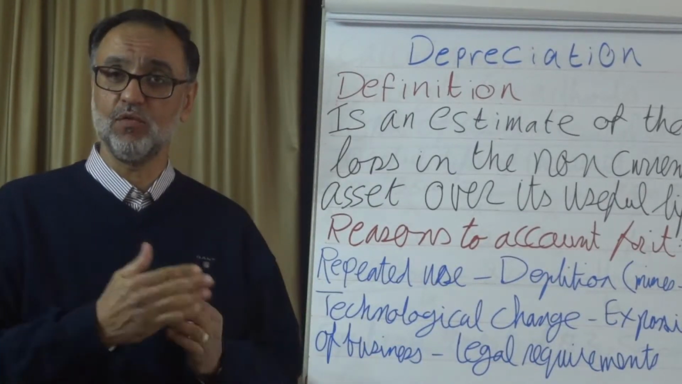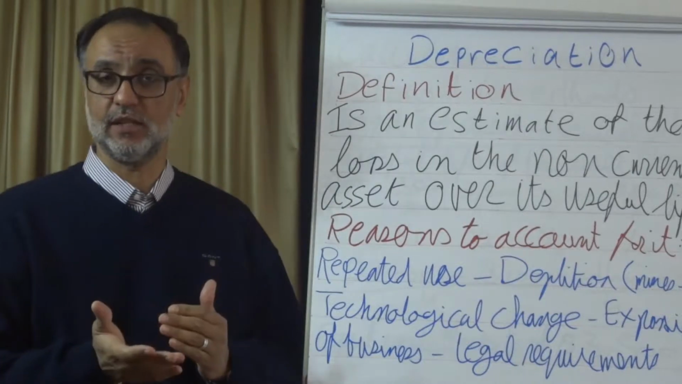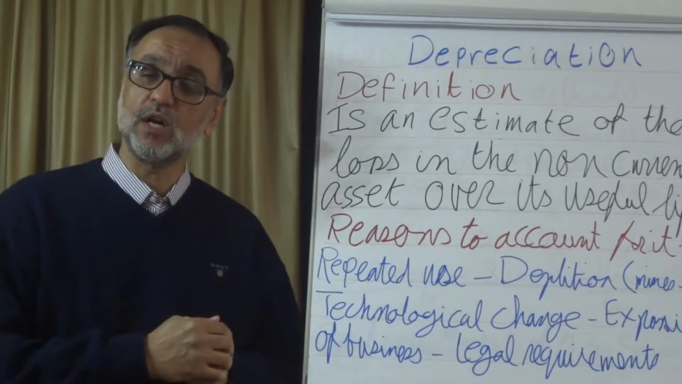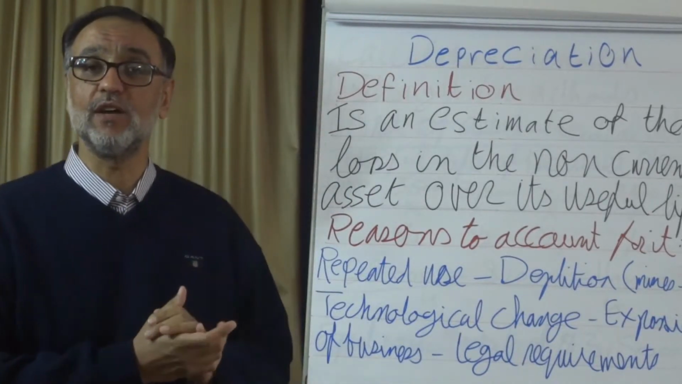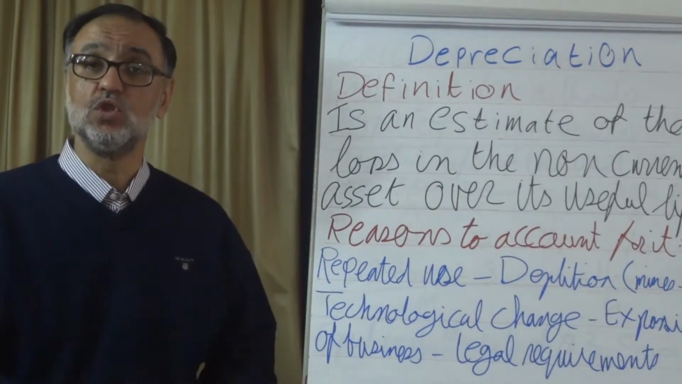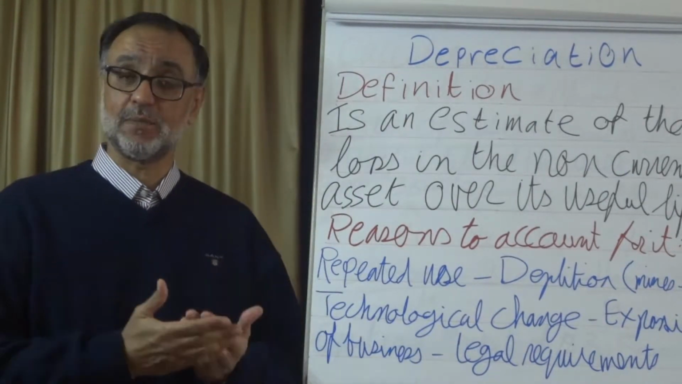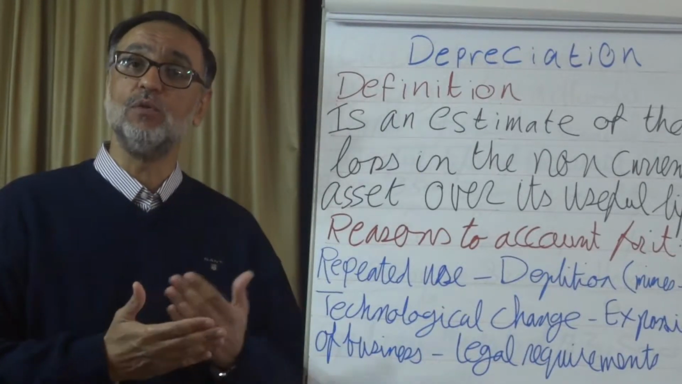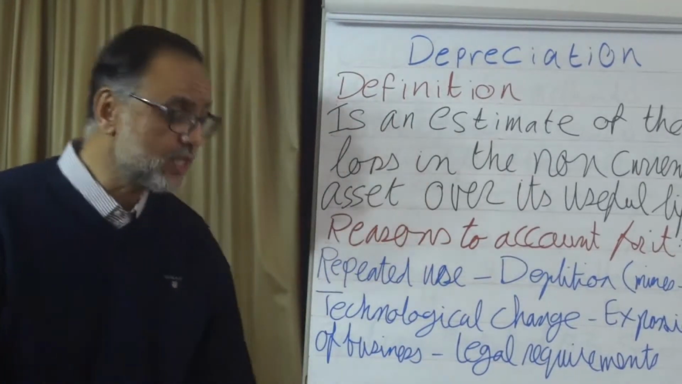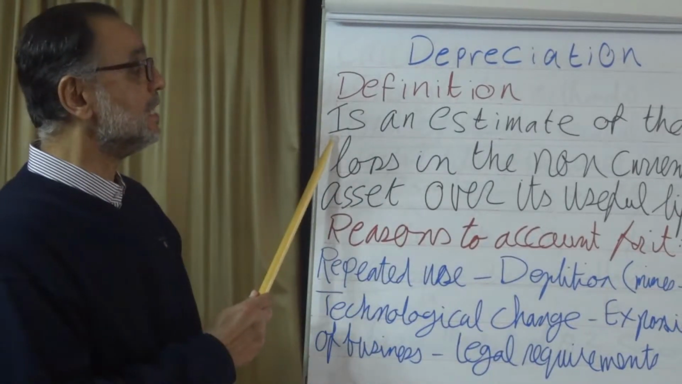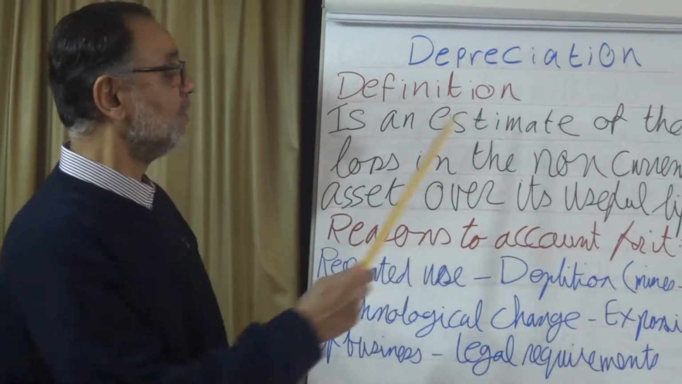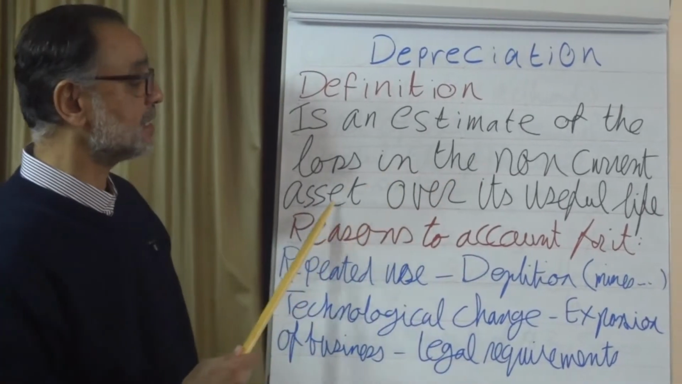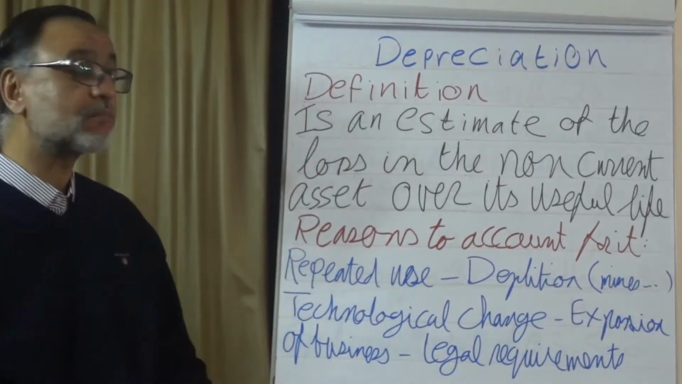As we have studied before, we have non-current assets and current assets. And just to remind you, non-current assets are those which have a useful life of more than 1 year. So it can't be charged as an expense when they are purchased, but their cost is charged over the time of their useful life. So let's look at the definition here. It is an estimate of the loss in the non-current assets over its useful life.